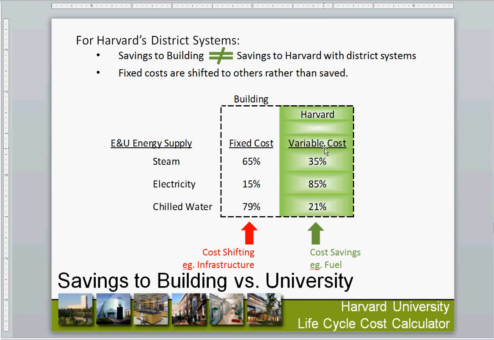The variable costs, however, which are mostly fuel or supply, do get saved. Both the building and the university save this money. So if we're looking at steam savings to the university, we're really only looking at 35% of that total rate.